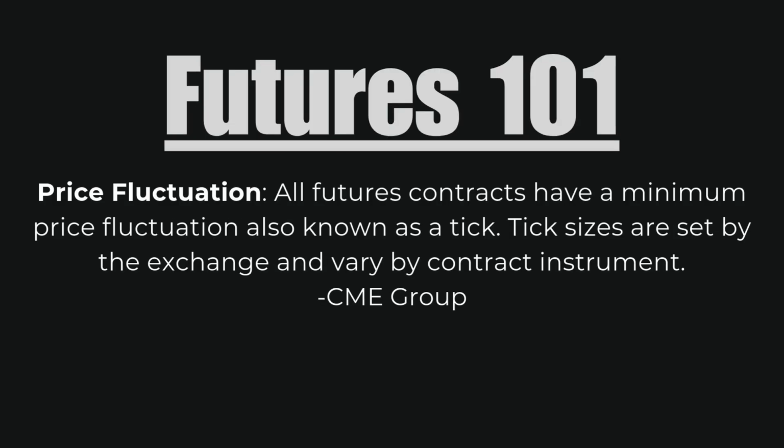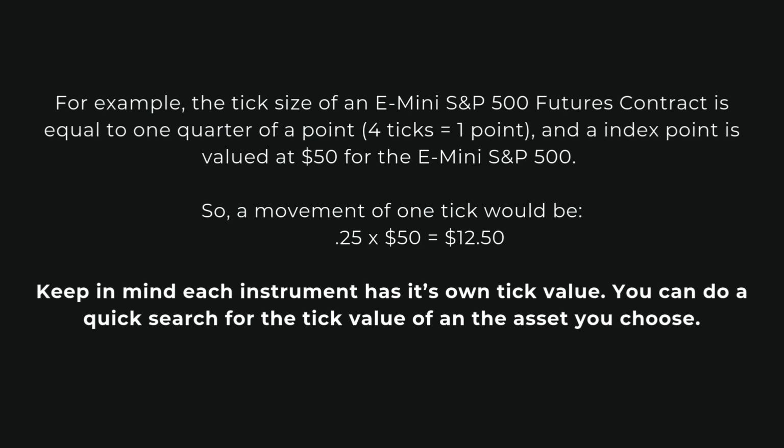So, all futures contracts have a minimum price fluctuation, also known as a tick. Tick sizes are set by the exchange and vary by contract instrument. For example, the tick size of an E-mini S&P 500 futures contract is equal to 1/4 of a point. So 4 ticks equals 1 point. And an index point is valued at $50 for the E-mini S&P 500. So a movement of 1 tick would be 0.25 times $50 equals $12.50.